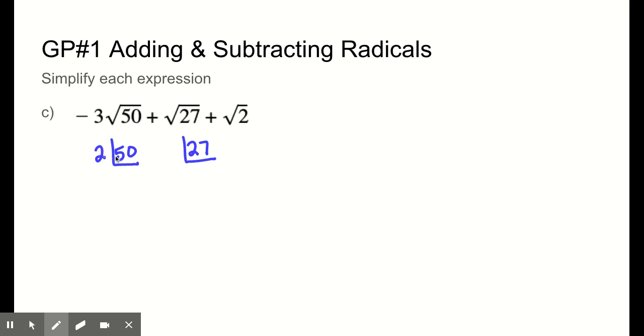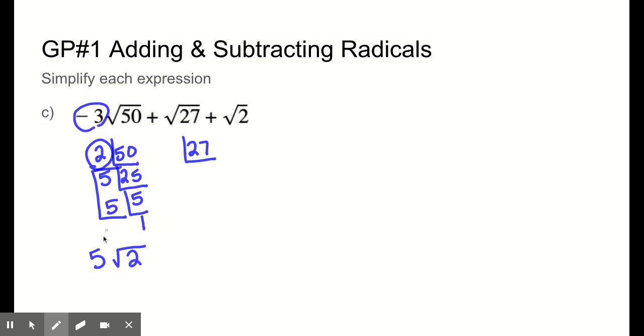So 50 is divisible by 2, that's 2 and 25. 25 is not divisible by 2. It is not divisible by 3. It is divisible by 5. So here we have a pair of 5s, a leftover 2. So our leftover goes back inside the radical, and our pair goes out in front. And then I have to remember to put that -3 out in front and multiply that to my outside number.